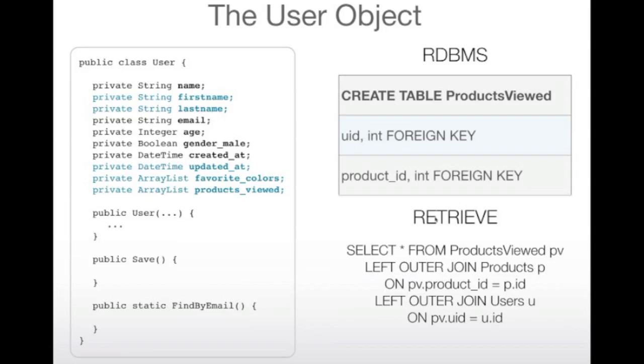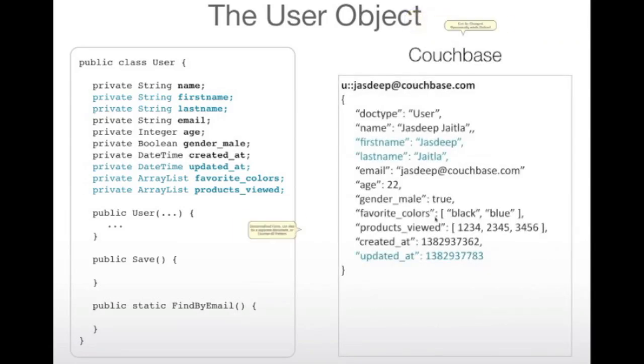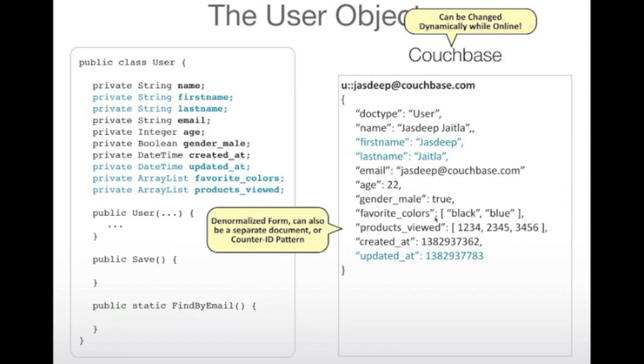I create a new table called products view. I have two foreign keys, the UID and the product ID, and then there's my retrieve. It requires two joins to get the list of products viewed. So again, in order to do this, I have to take it offline, execute the change, and bring it back online. With Couchbase, I have two different ways of doing it.